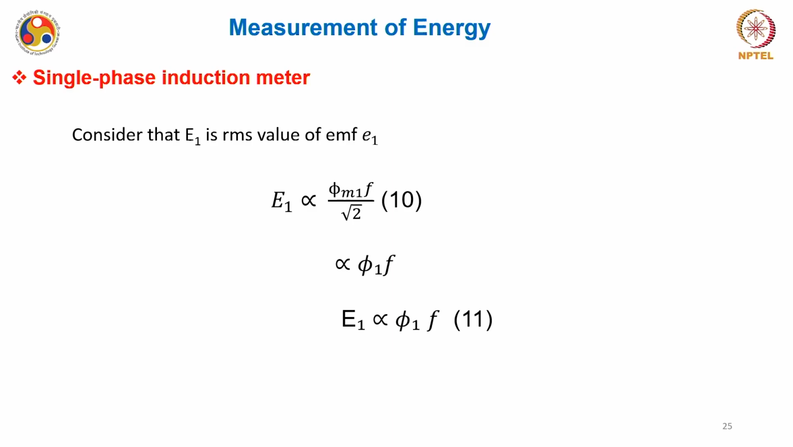Now consider that capital E1 is the RMS value of EMF, the small e1 that we have just talked about. E1 can be given as phi m1 into f by root 2. Or E1 is directly proportional to phi 1 into f, or E1 is basically phi 1 into f. I am calling this equation 11.